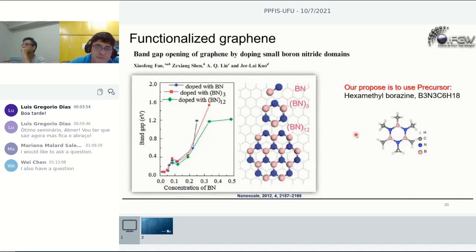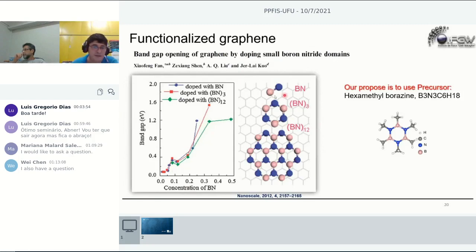But some time ago, maybe a little bit old work, this theoretical prediction appeared in the literature. They suggest to open the band gap of graphene using not boron, not nitrogen, but units of BN. You can imagine doping the graphene with BN units. You can use one BN unit, or, for example, three BN units, which in this case would be this ring of BNs. Or you can even use small clusters of BN units, like 12 BN units.